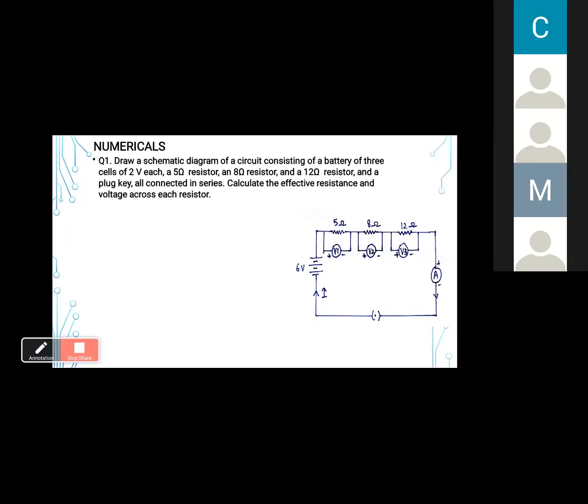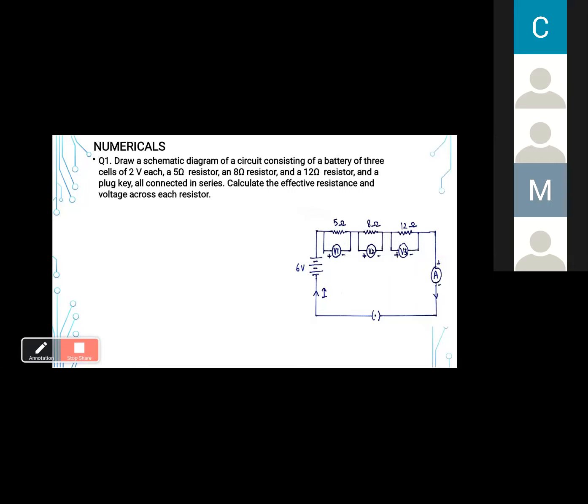So this diagram, these components are really important. No component you will miss, and even the signs plus and negative. And a switch is there. Switch, battery, resistors, voltmeters, and ammeters. Okay. Then come to the question.